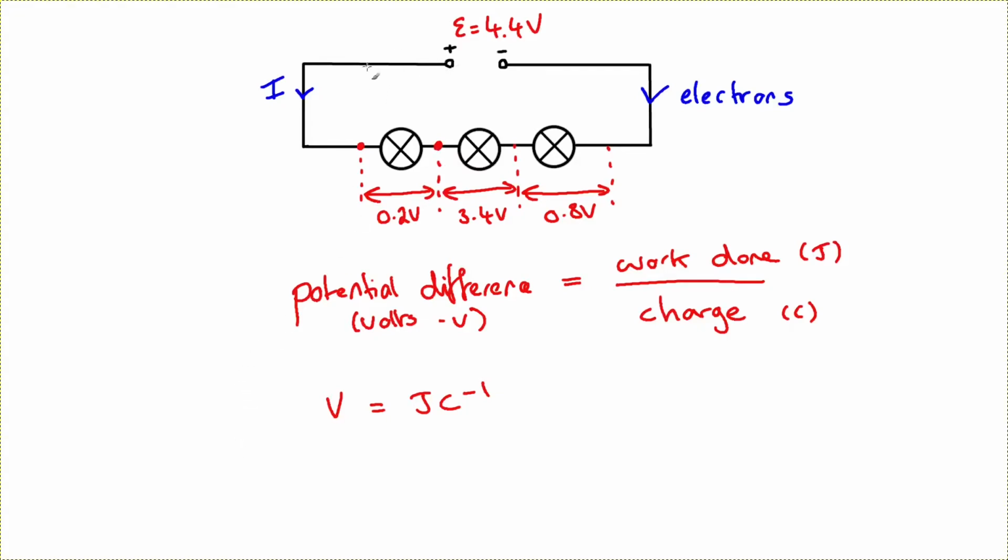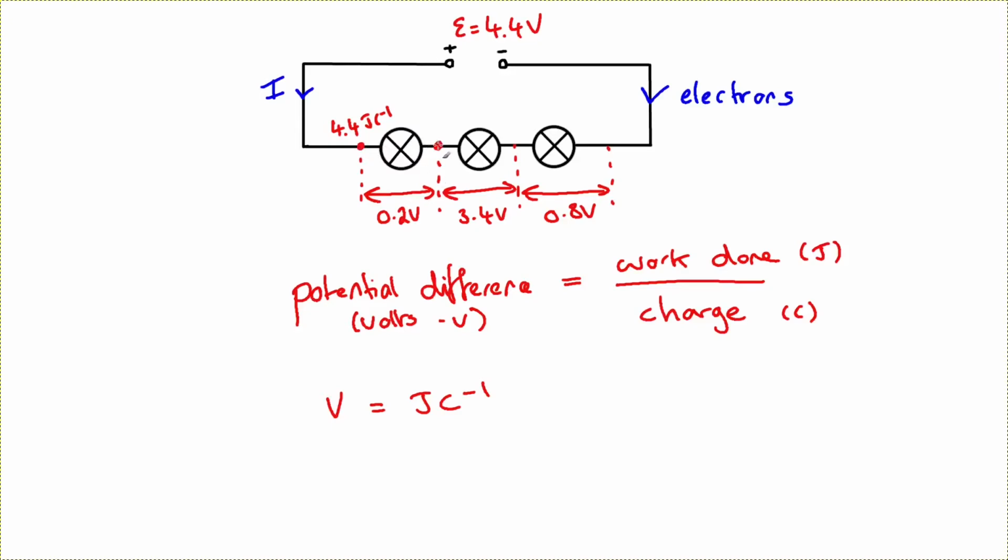Now if this connecting lead between the positive terminal and this first filament lamp has zero, or at least negligible, resistance, there will be no energy loss in this wire. If we can think about resistance as being negligible, we won't lose any energy there at all. And so at this point in the circuit, we've got an energy of 4.4 joules per coulomb. It's not lost any energy in that part of the circuit.